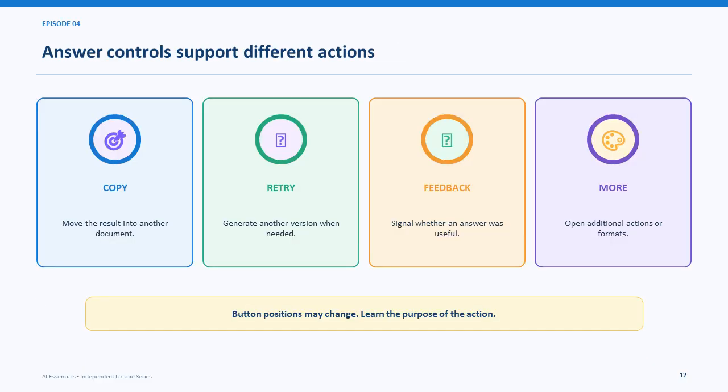The controls near an answer support different actions. Copy moves the result into another document or application. Retry generates another version when a different approach may help. Feedback signals whether the answer was useful. The additional menu opens other available actions. Button positions may change, so learn the purpose of each action rather than depending on a fixed location.